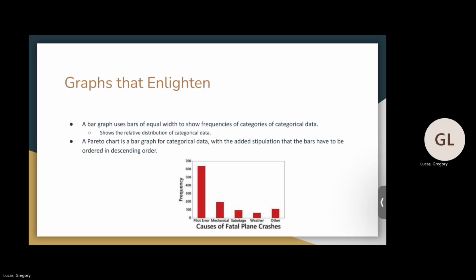We have a more specific type of bar graph for categorical data, with the added stipulation that the bars have to be ordered in descending order. So here we don't have a Pareto chart, we just have a normal bar graph. So here in our example, we still have frequencies, but causes of fatal plane collisions is categorical data. There's no numerical value, so it's categorical data. So it's just like a histogram, but with categorical data.